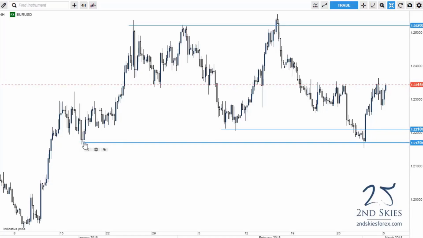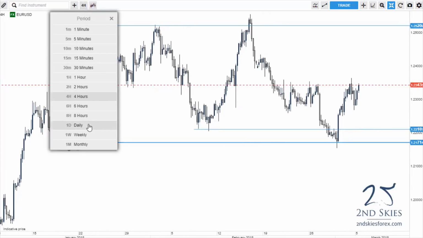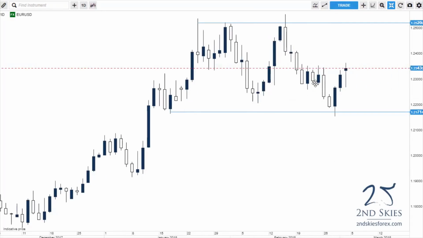So I gave it just a few pips room, and just bought a few pips above the level. Now, I did not wait for any sort of pin bar or engulfing bar or any sort of signal one or two bar candlestick pattern.